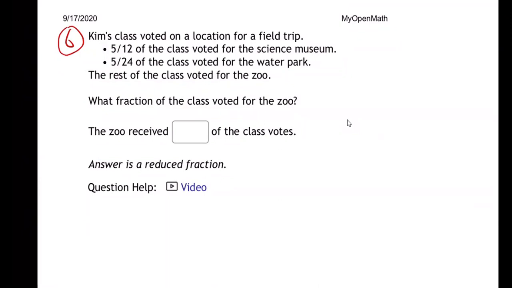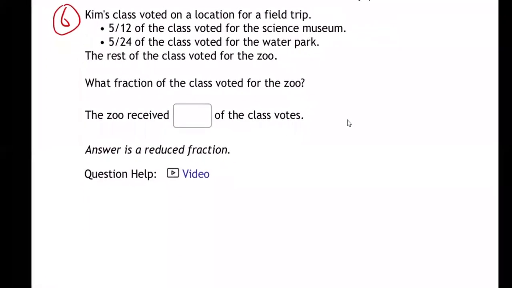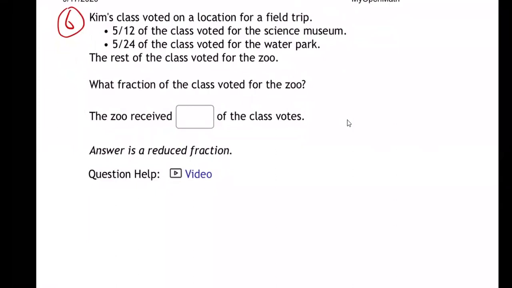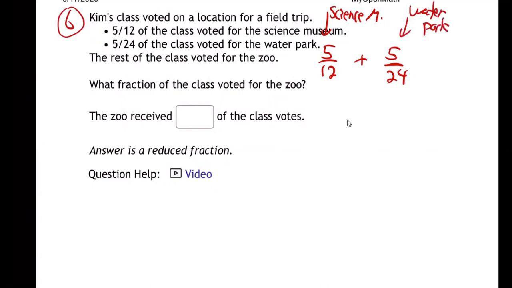All right, so I think you guys know what needs to be done. We've got to add up the fractions to begin with, don't we? We have to take the 5/12 and the 5/24, and we've got to add them together because that's the science museum people, and this is the water park people. Okay, and so to add those up, we've got to get a common denominator.